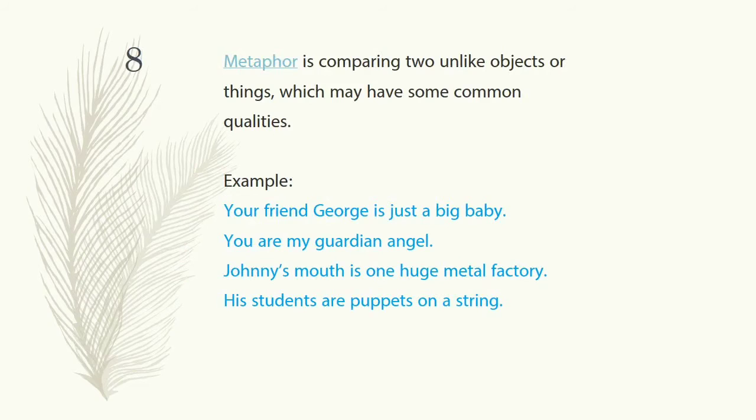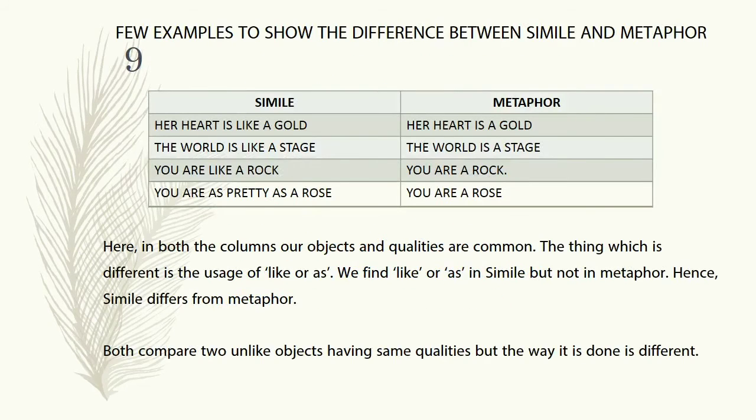On the other hand, metaphor is comparing two unlike objects or things which may have some common qualities. Few examples of metaphor are: your friend George is just a big baby. You are my guardian angel. Johnny's mouth is one huge metal factory. His students are puppets on a string. Few examples to show the difference between simile and metaphor.